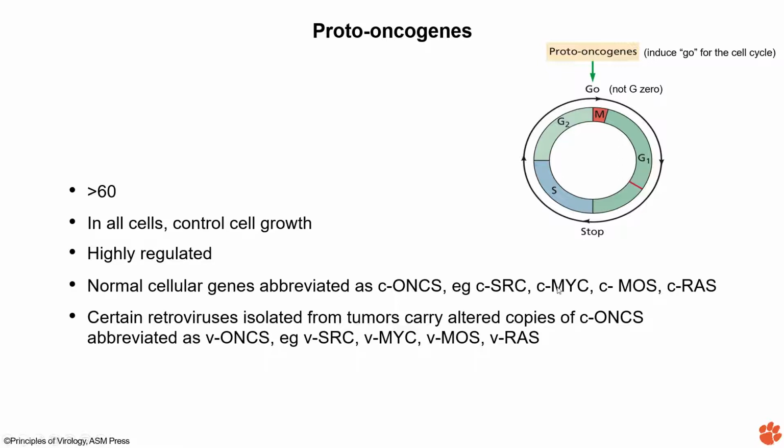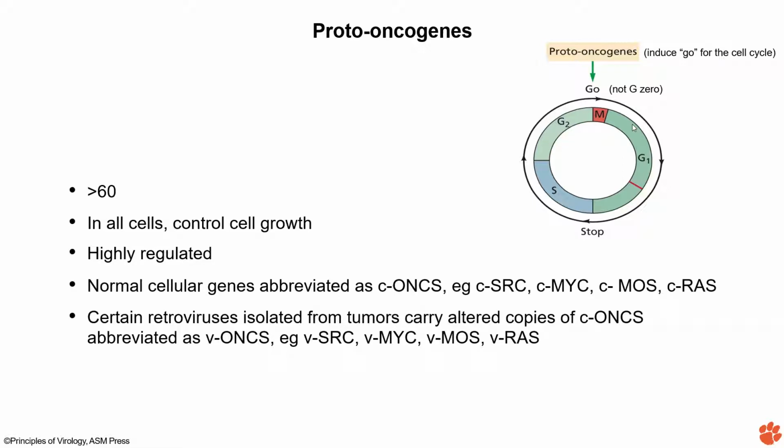On the other hand, if you have a C, that is a cellular SRC, cellular MYC, cellular MOS, cellular RAS. Retroviruses isolated from the tumor have altered copies of the c-oncs, and they are viral oncogenes: v-SRC, viral SRC, viral MYC, viral MOS, viral RAS. That's the basic difference. So these proto-oncogenes, when expressed, make the cell divide.